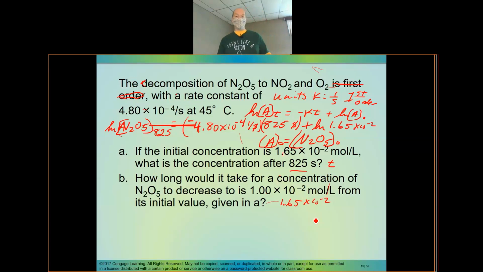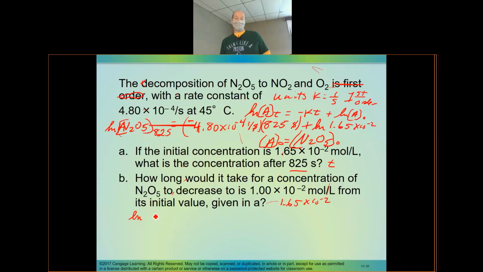There can only be one unknown. The first unknown was, what is my concentration after 825 seconds? The second question, B, is my concentration started here, it's now here, how long did that take? And so we're solving for time. All right, and so we have our equation, and we'll use the one that they've been using.